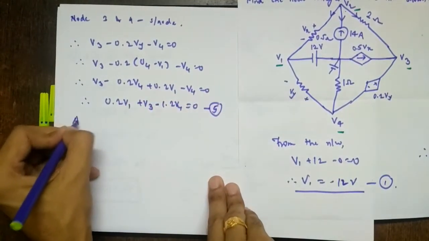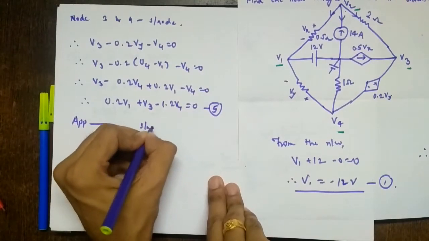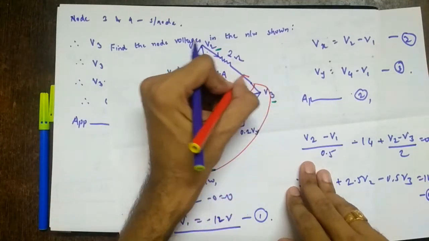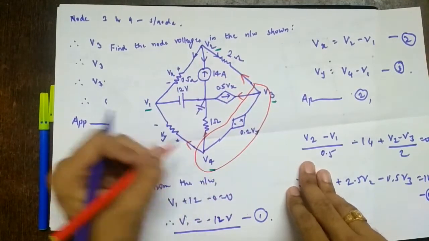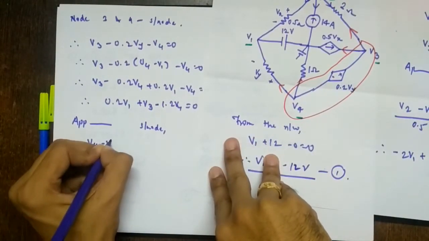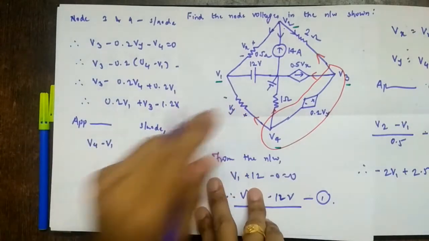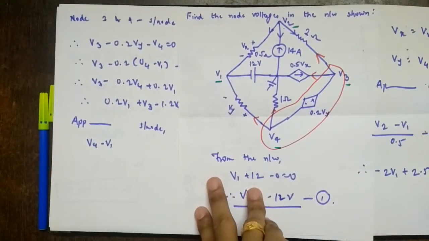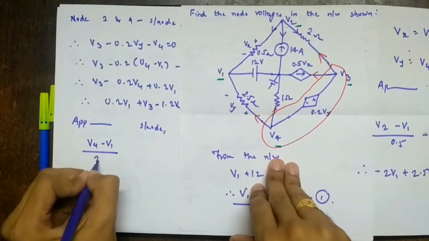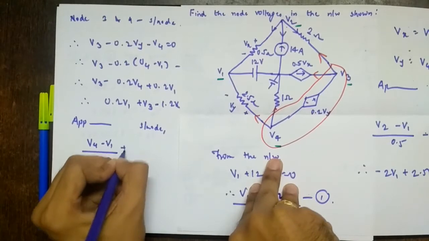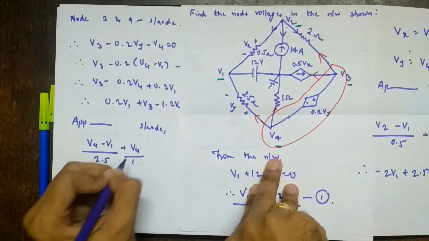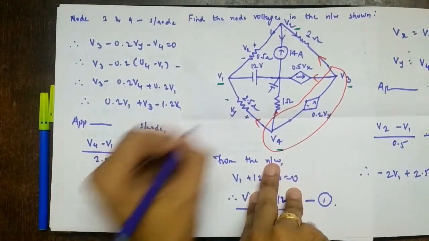Right? Then applying KCL to supernode. So what we do again? Consider this as a single node and currents going away from this node. So let's start from here. So V4 minus V1. I forgot this resistor also. Let me check. So this is 2.5 ohms, upon 2.5 plus V4 minus 0 upon 1. So V4 upon 1. Then we are done with this side.